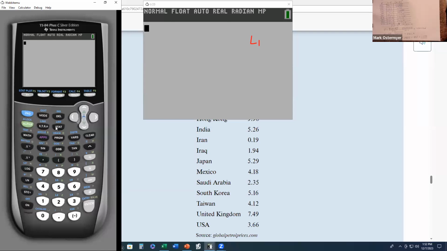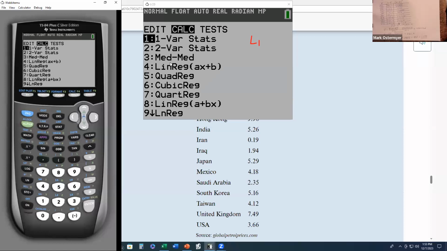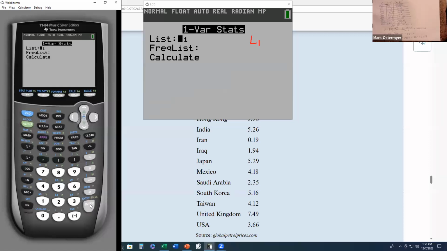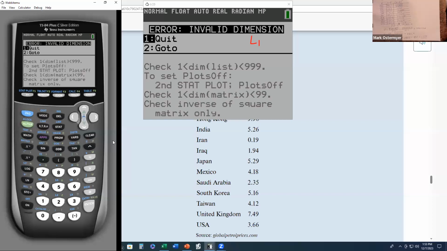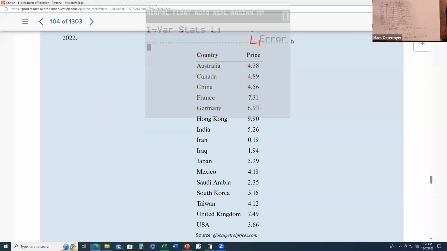Then you hit your stat button again and go over to calculate. You've got your one var stats function there, the same function that the TI-30 and 34 have. Activate it, and you'll have to put the list name in here. Usually the default value is list one, so make sure you put your data in list one. Leave these fields blank, go down to calculate, just hit calculate, and it will come up with all your statistics. Does that make sense? So that's what you'll do with your 84 calculator.